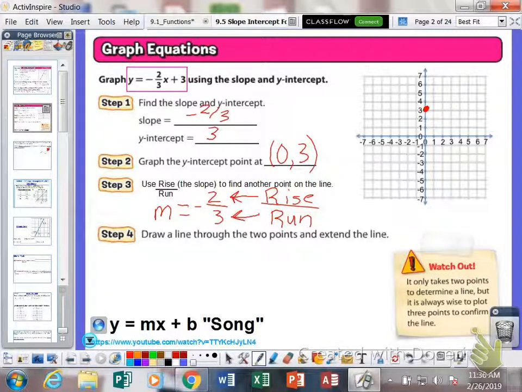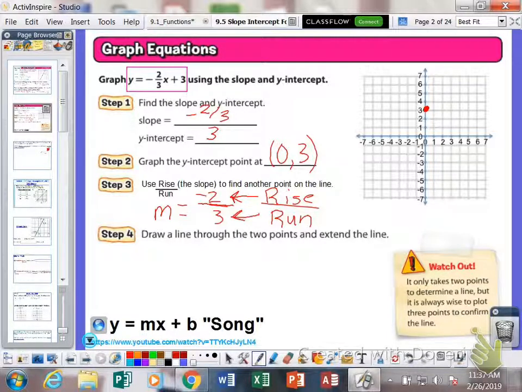Okay, so if I want to graph that, we really only need 2 points to determine our line, but we usually want to graph more than 2 just to be sure that our line is correct. So I'm going to attach this negative to the 2. I'm going to fix this real quick. I'm going to make it negative 2 over 3. Okay, so my rise, because it's negative, I'm going down 2 from my point 0, 3.